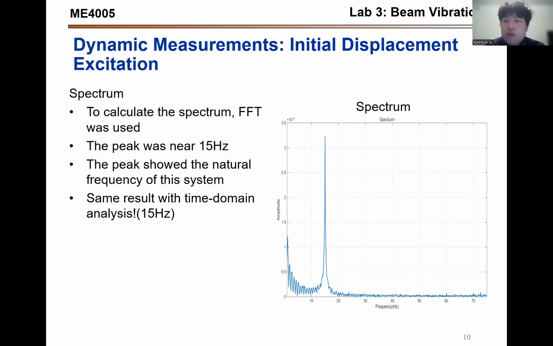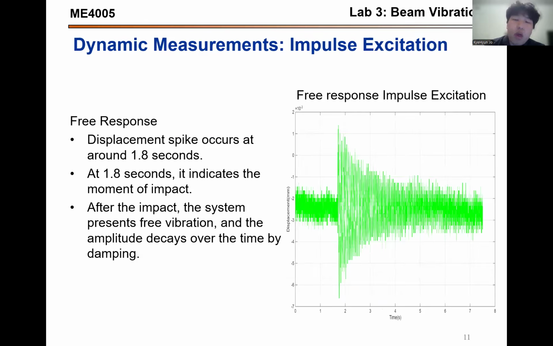After this, we need to find the spectrum and see if the time domain and the FFT analysis were aligned to each other. After we applied the FFT, the peak was around 15 hertz, and we got 15.07, very close to each other. You can see on the graph the peak at 15 hertz. That also means the natural frequency of the system. And at a steady condition with the load, they had 15.07 hertz.